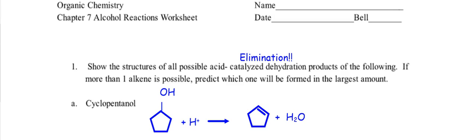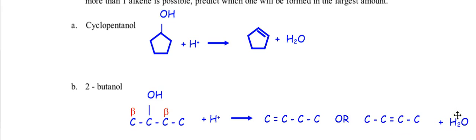About 2-butanol. This brings up an interesting point. With 2-butanol, you have two beta hydrogens, the hydrogens off of those carbons there. If I look at the first one, I would get this. If I look at the second one, I would get this. And don't forget, you also have water. So the question is, which one is going to be formed in the largest amount?